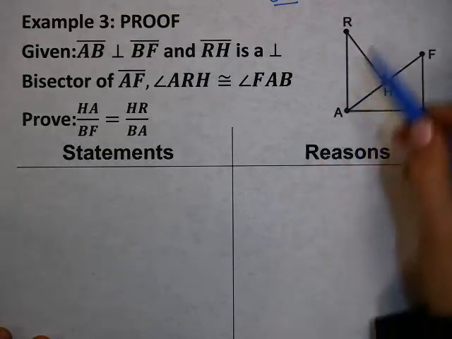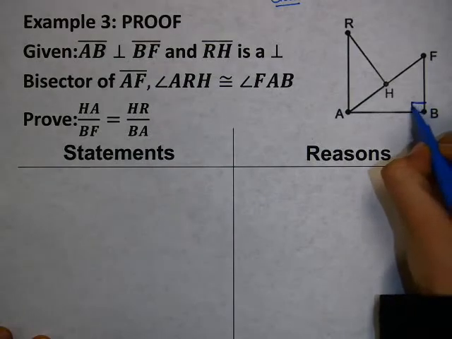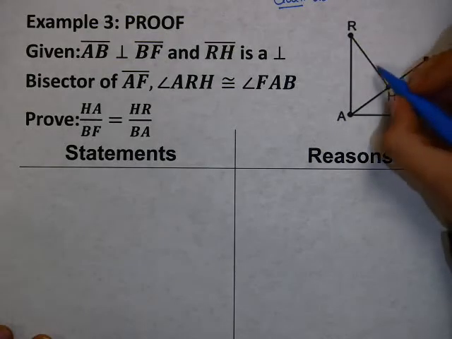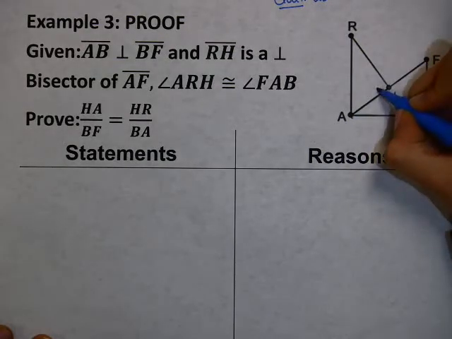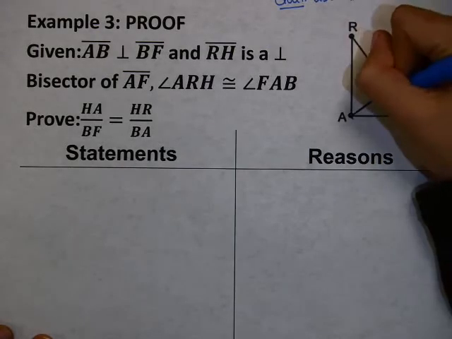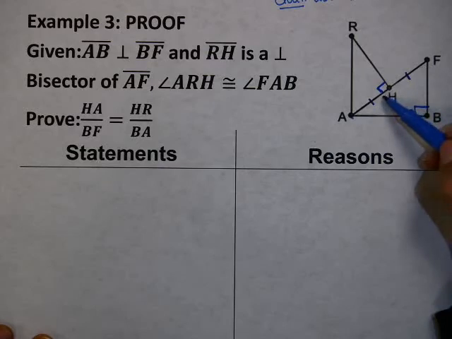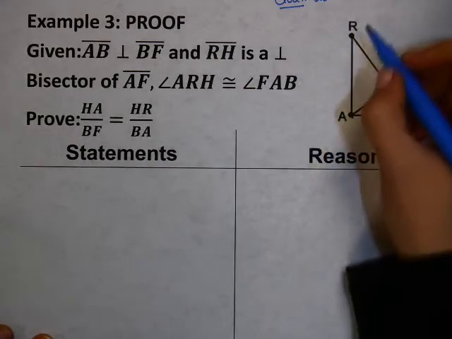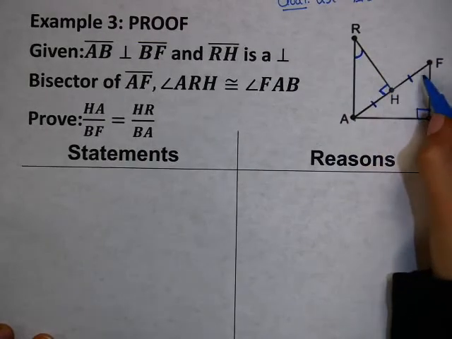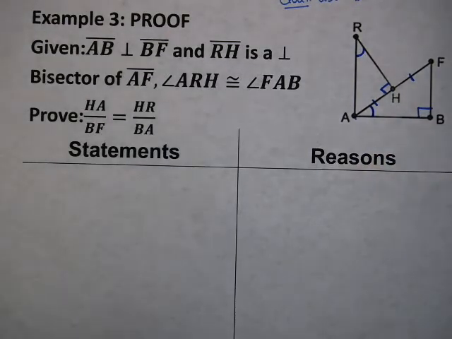Okay. Alright, so AB is perpendicular to BF. So I'm going to draw in that right angle. RH is a perpendicular bisector of AF. So that means it meets AF at a right angle, and it bisects that segment into 2 equal parts. And then we're also given angle ARH is congruent to FAB. Okay. All right.